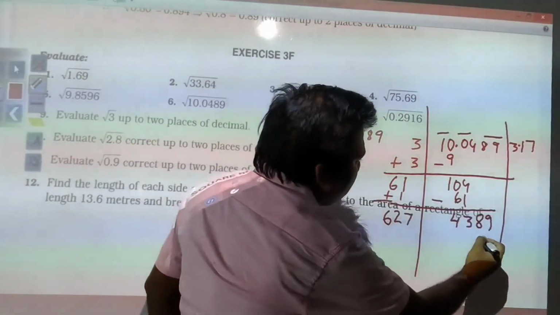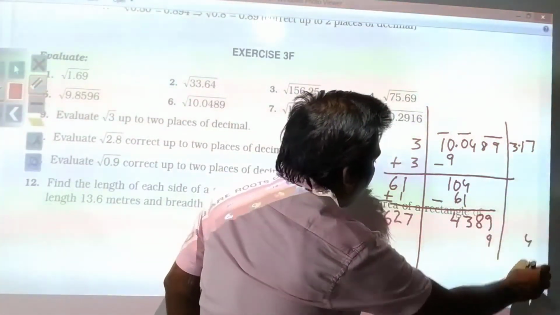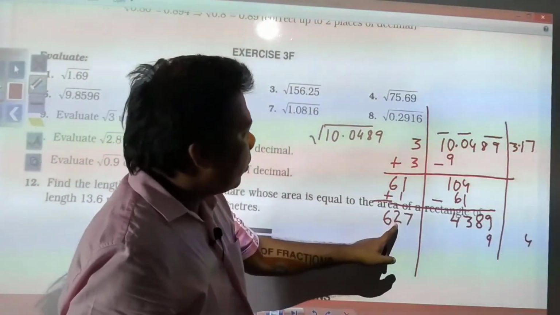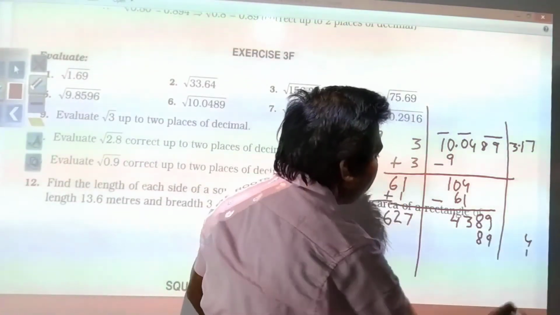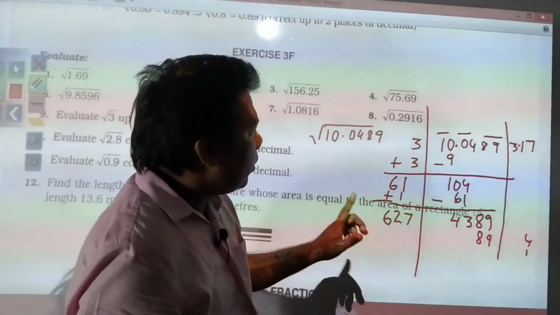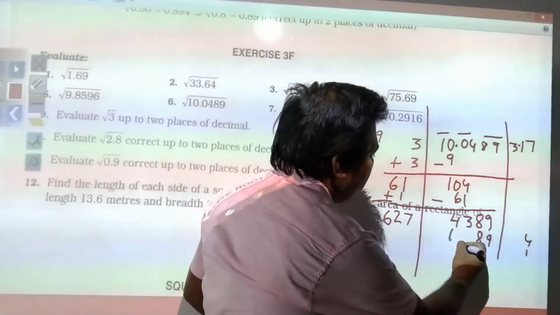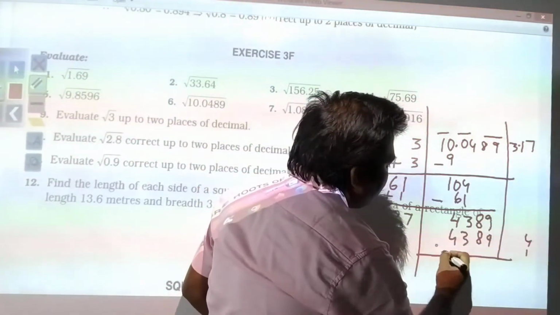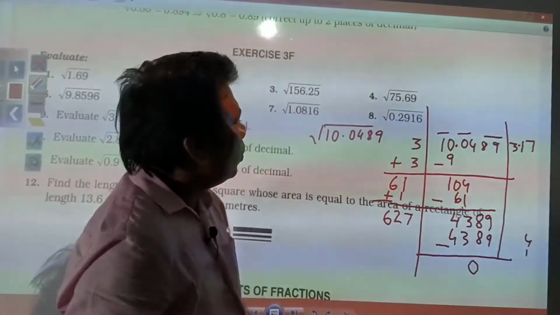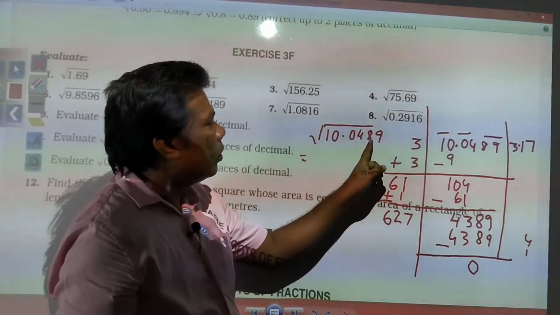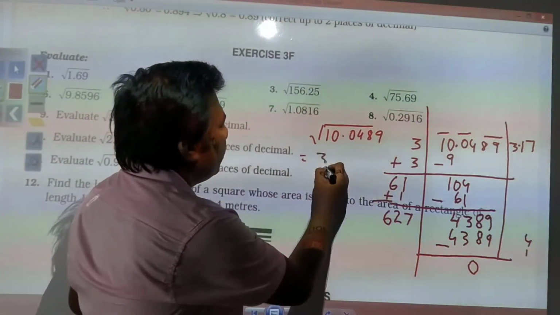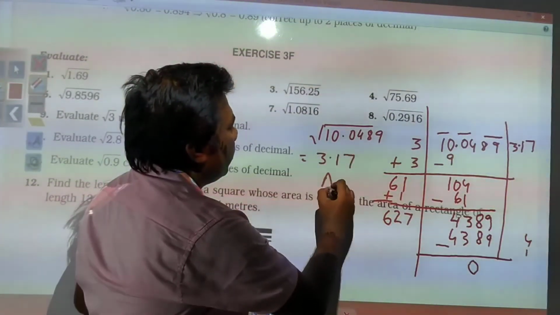7 7s are 49, 7 2s are 14 and 4 makes 18, and you have 7 6s are 42 and 1 makes 43. So after subtraction you will get remainder 0. So finally root under 10.0489 will be 3.17. This will be your answer.